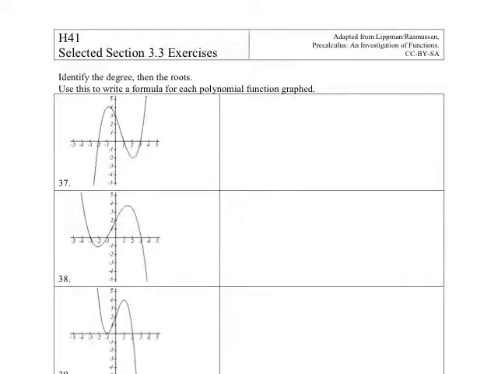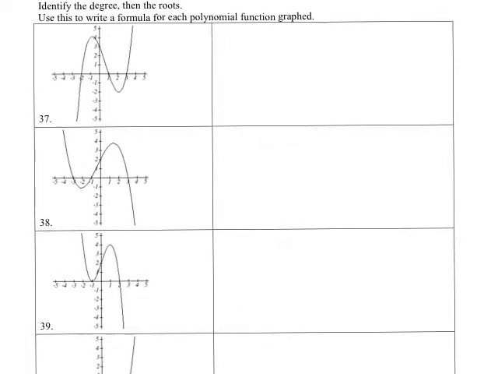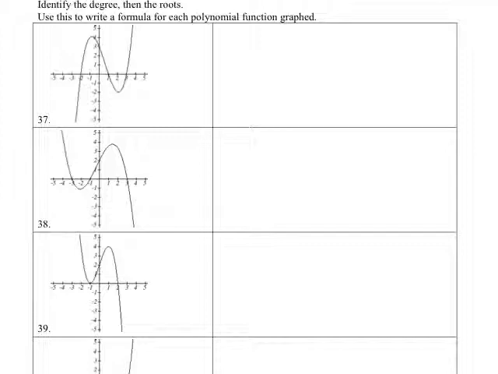Alright, in this case we are doing the backwards version of this, or rather we're looking at the graph rather than having the text tell us the information. So it's a subtle extension. They ask us to identify the degree, then the roots, and use this to write a formula for each polynomial.